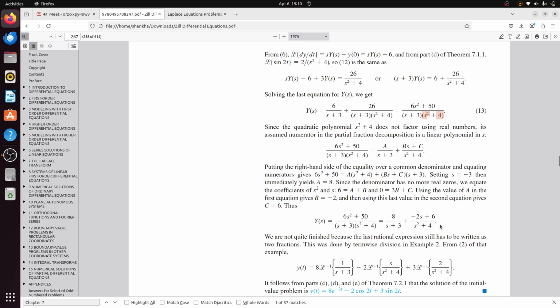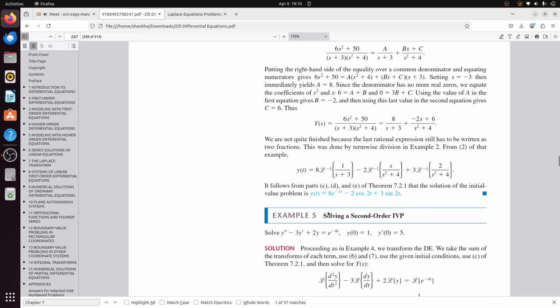And now just break it in terms of term-wise division. So y(t) becomes 8 times the Laplace inverse of 1 by s plus 3, which gives e to the power minus 3t, minus 2 times the Laplace inverse of s by s square plus 4, which gives cos 2t, and here you will get plus 3 sine 2t. So ultimately the answer will be 8e^(-3t) minus 2 cos 2t plus 3 sin 2t.